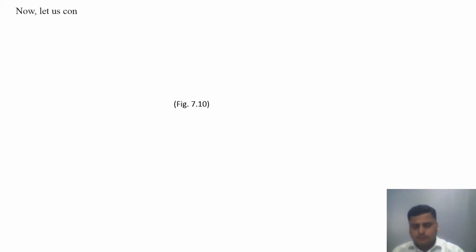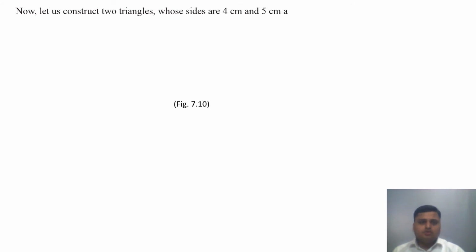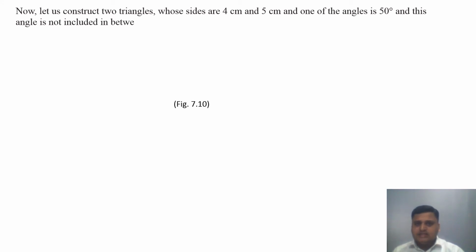Now let's see. We discussed the congruency rule. Now let us construct two triangles. We will take two triangles whose sides are 4 centimeters and 5 centimeters, and one of the angles is 50 degrees. One of the angles that I have taken as 50 degrees, and this angle is not included between the equal sides. You can see this figure.